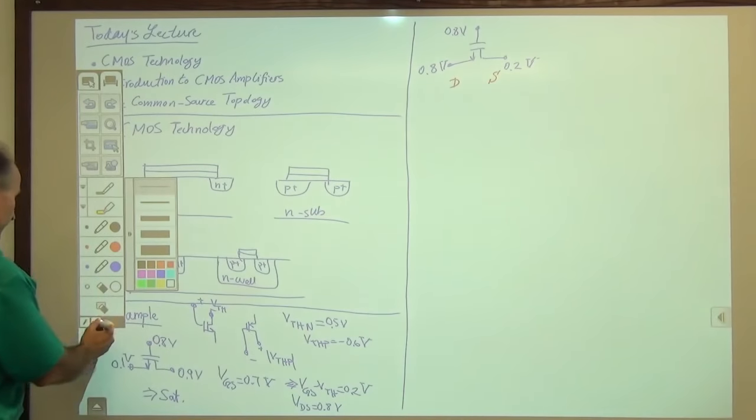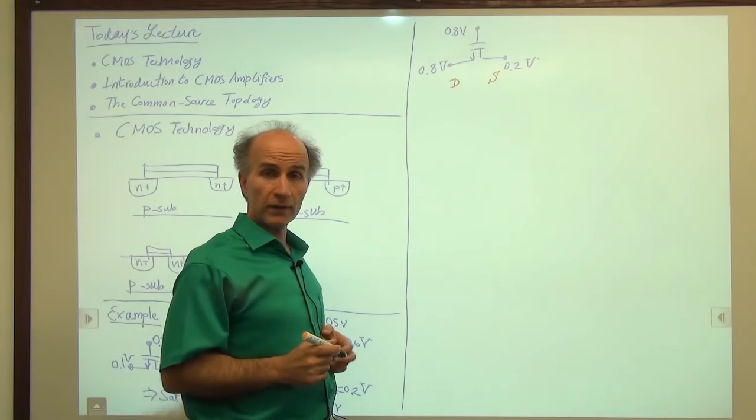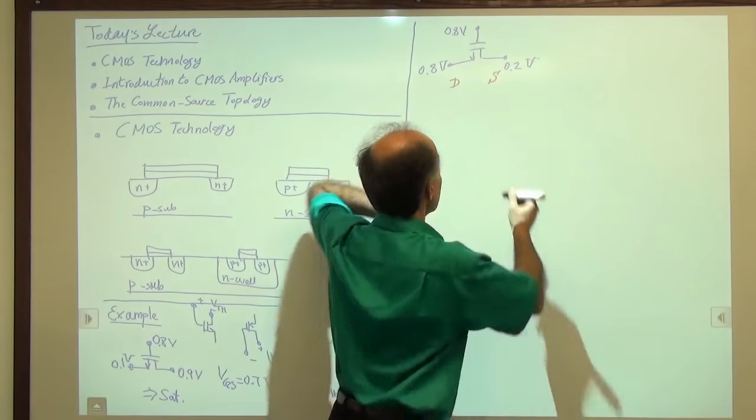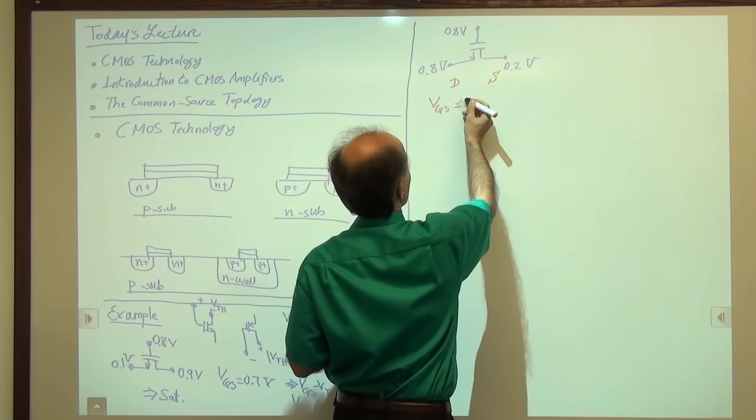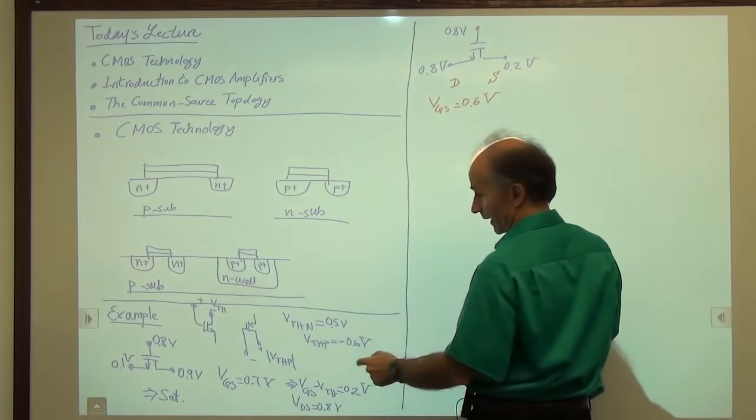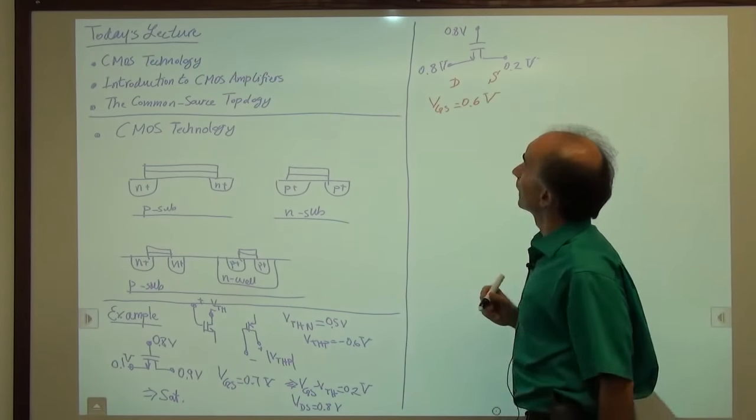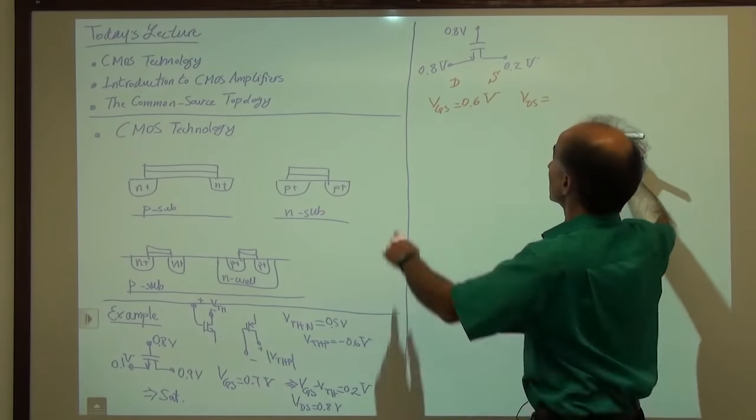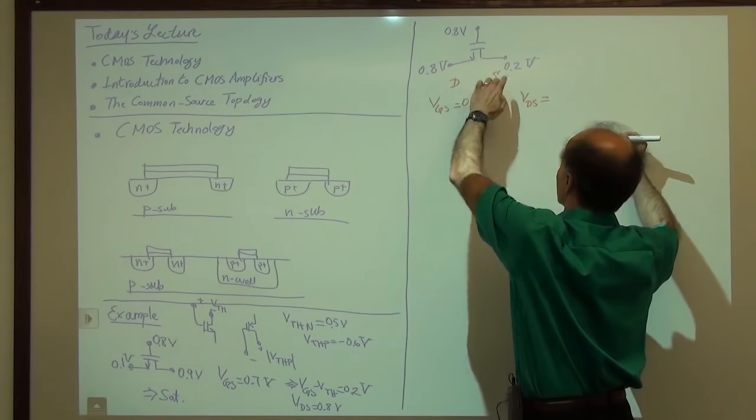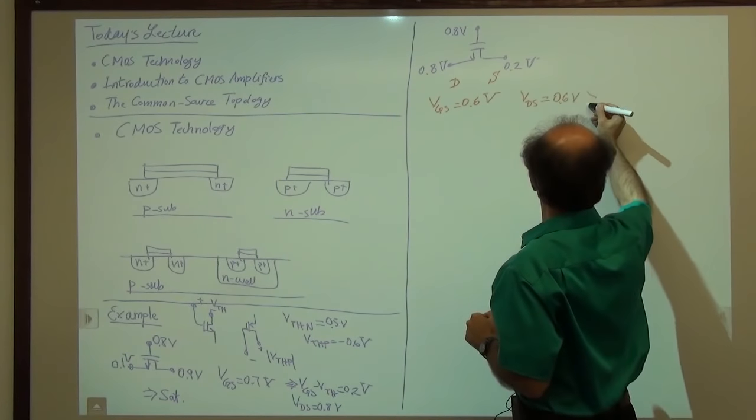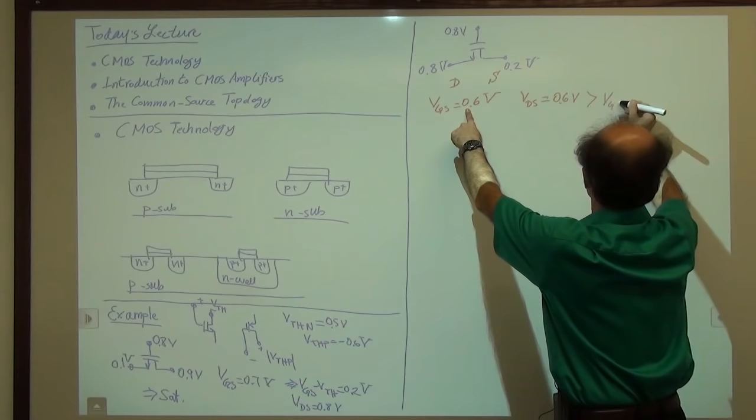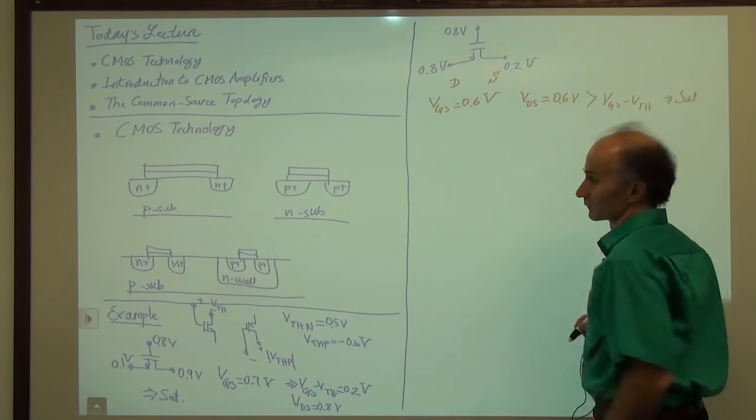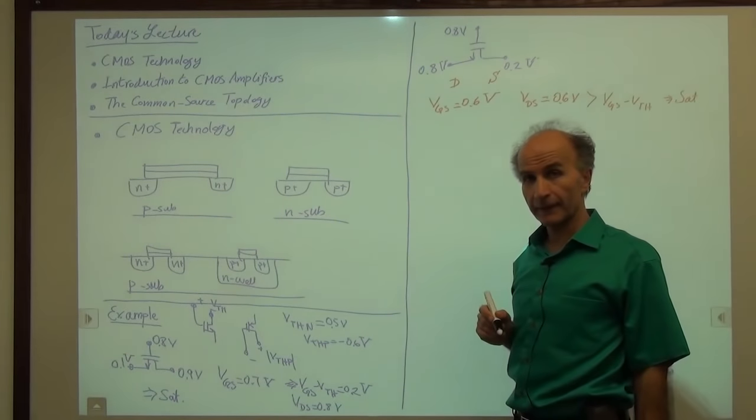Okay, so now let's ask the same question again. Is the device on or is it off? It is on because the gate-source voltage is 0.6 volts. So VGS is equal to 0.6 volts, greater than the threshold, so the device is on. And which region of operation do we have? Well, we write VDS. VDS is the drain voltage minus source voltage, that's 0.6 volts. And that's greater than VGS minus VTH, so the device is in saturation. Okay. Very good. No problem there.